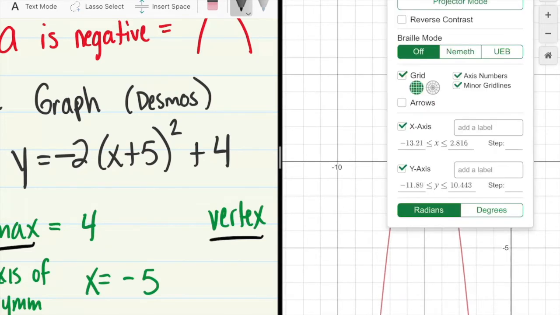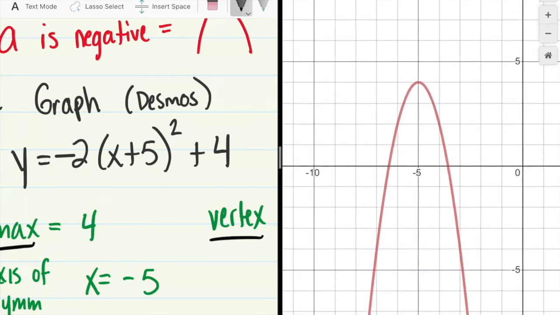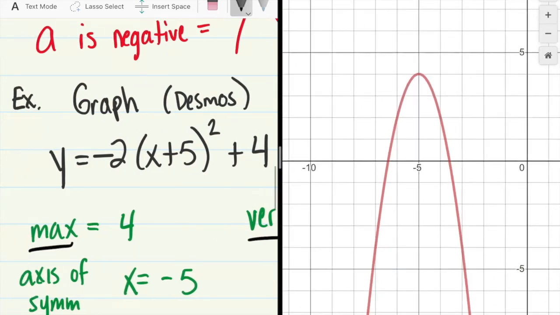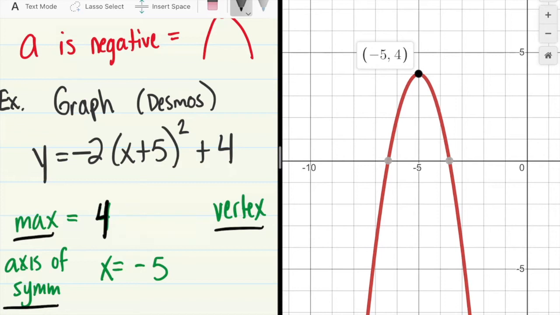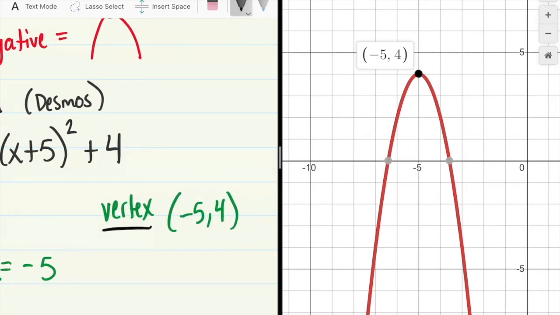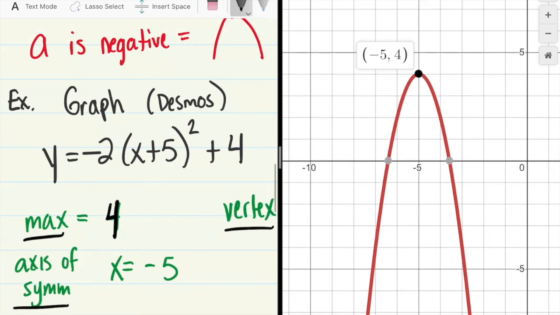And if we were to look at the graph by itself, well, once again, max. We know the maximum point is the K. So in this case, 4, as you see in my answer, is already there. That's my highest point. The vertex, it's the point where the direction shifts. So you can see my point is actually -5, 4. I found it through Desmos.